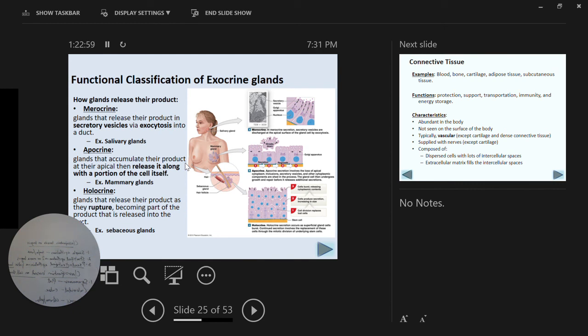Then the last one is merocrine. Merocrine is very smart. It doesn't lose its cell. It will just pack the product in a vesicle and release it. Exocytosis is the way that the cell releases substances out of the cell, to let it out, right? And that is what the salivary gland uses. The images are there to help too.